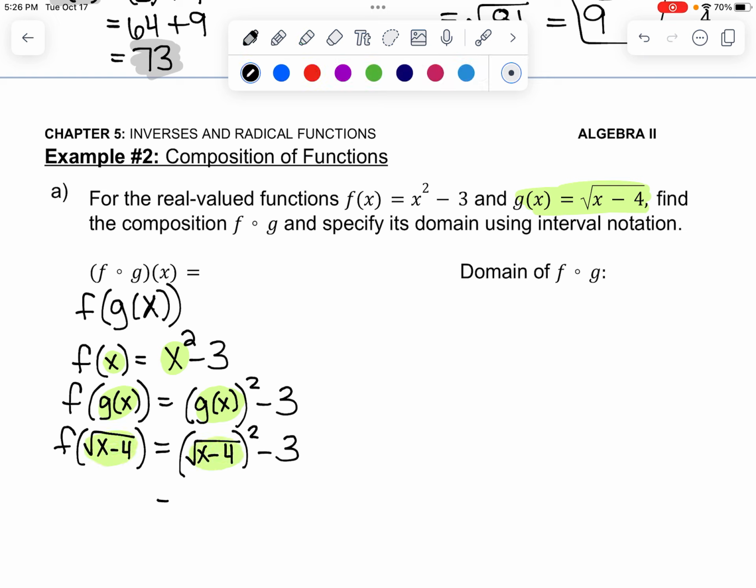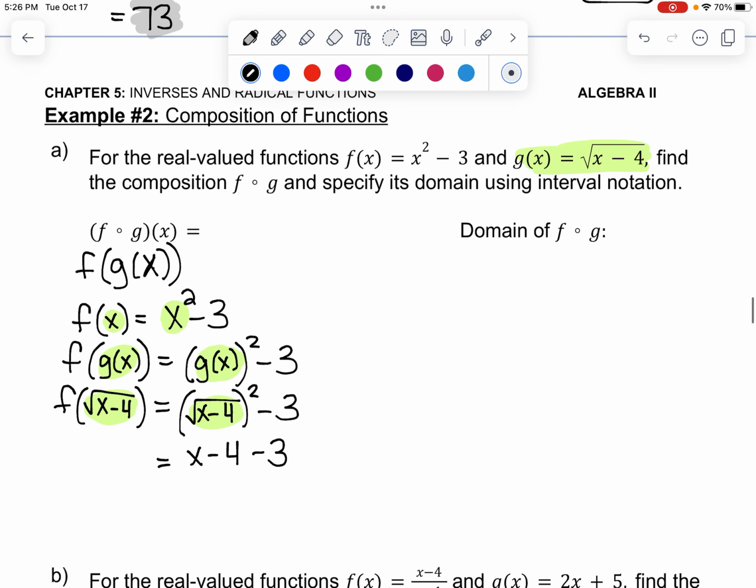And then we can just solve it. Now, if you have a square root and you square it, all that's going to do is cancel those two things out. So the squared goes away and the root part goes away. And whatever is underneath the radical is what stays. So we're going to say x minus 4 minus 3. And if you solve this, x minus 4 minus 3 would give me x minus 7. Okay, so this is what f of g of x is equal to.